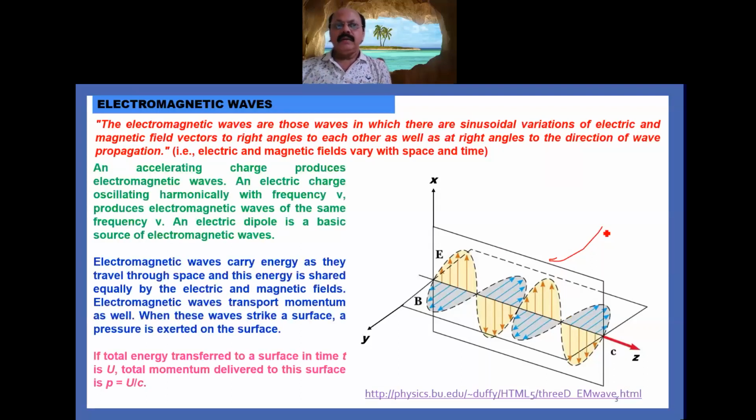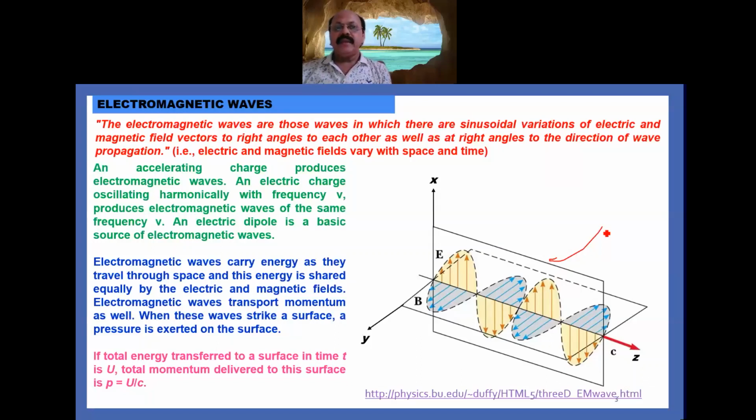Now, how are the electromagnetic waves produced? An accelerating charge which is oscillating produces the electromagnetic waves. An electric charge oscillating harmonically with frequency nu produces electromagnetic waves of the same frequency nu. An electric dipole is the basic source of electromagnetic waves.